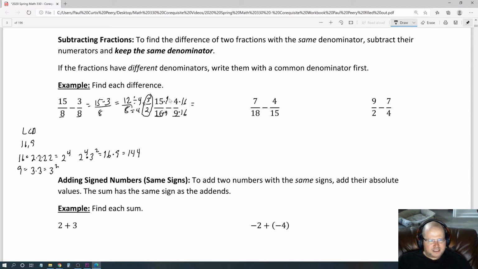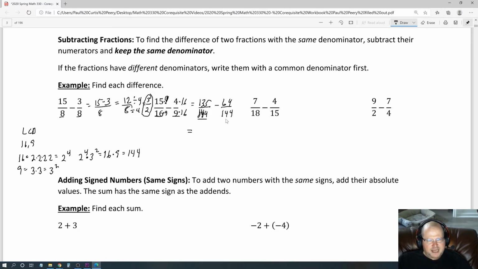So it works, but it's not necessarily the most elegant way of solving these, right? Okay, so 15 times 9 is going to be 135 over 144. That's a 4. And then minus 16 times 4, which is 64, over 9 times 16, which is 144. That's a little better.